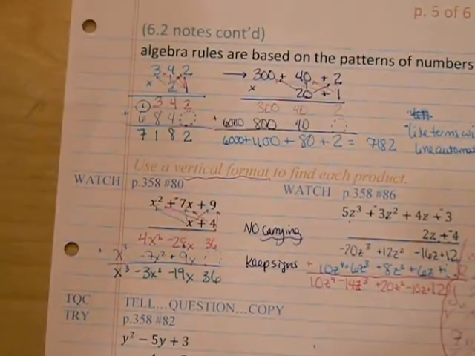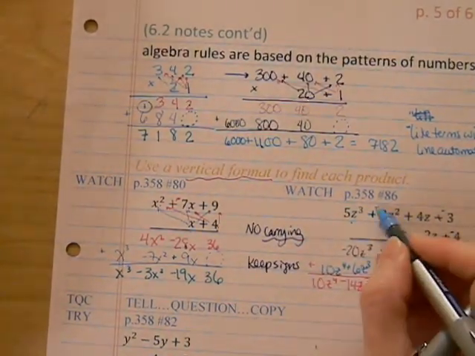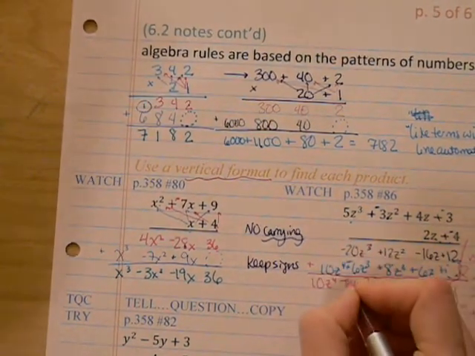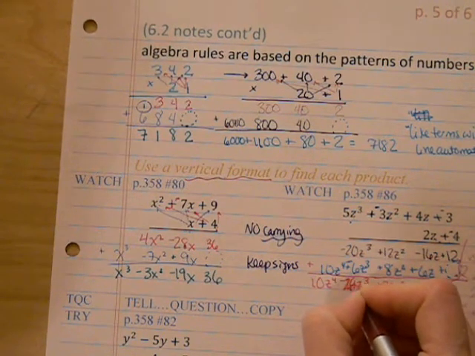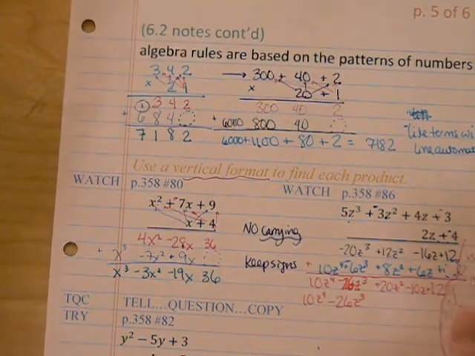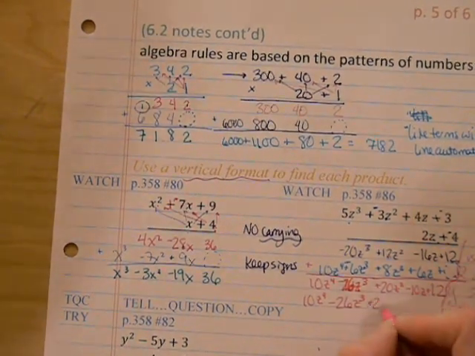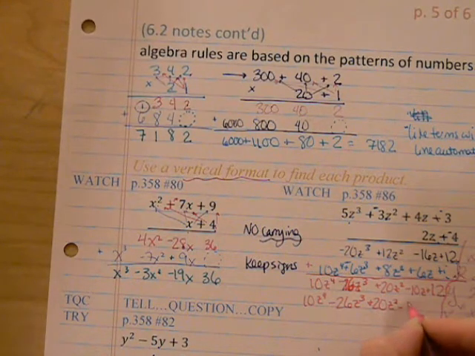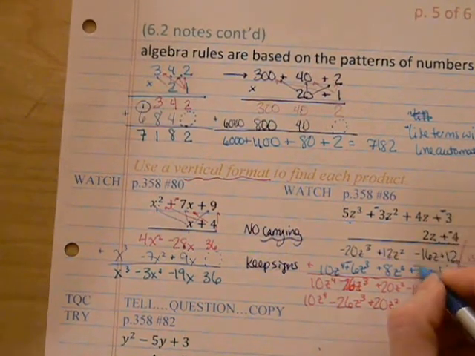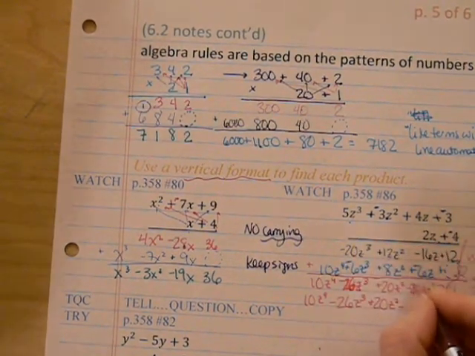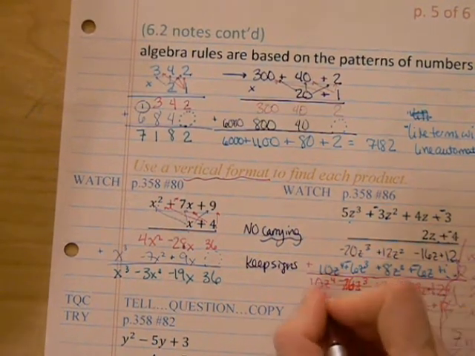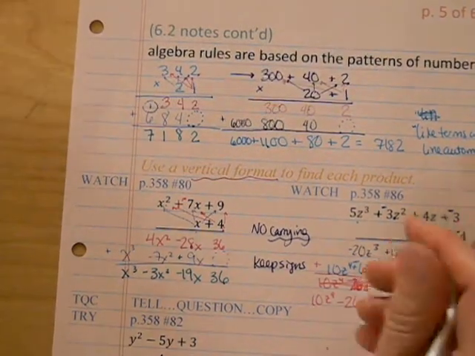Whoops, I've made an error here, sorry, caught it. This is a negative, I didn't write it dark enough, so that becomes a negative 6, this becomes a negative 26. I'm going to rewrite this: 10z to the 4th minus 26z cubed plus 20z squared minus, oh, and I did the same thing. 2 times the negative 3 is going to be a negative 6, so that becomes a negative 22z plus 12.